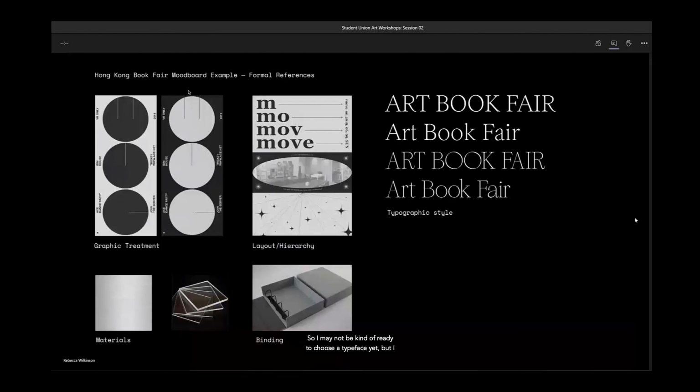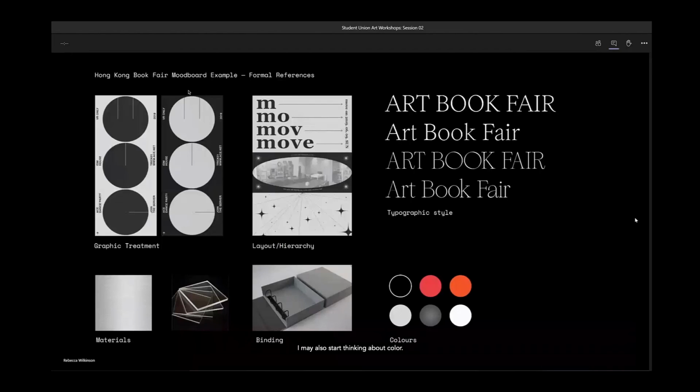So I may not be ready to choose a typeface yet, but I may know that I want something that is a serif typeface, but it's also contemporary and thin, and kind of cool and artsy looking. So I might start exploring those.